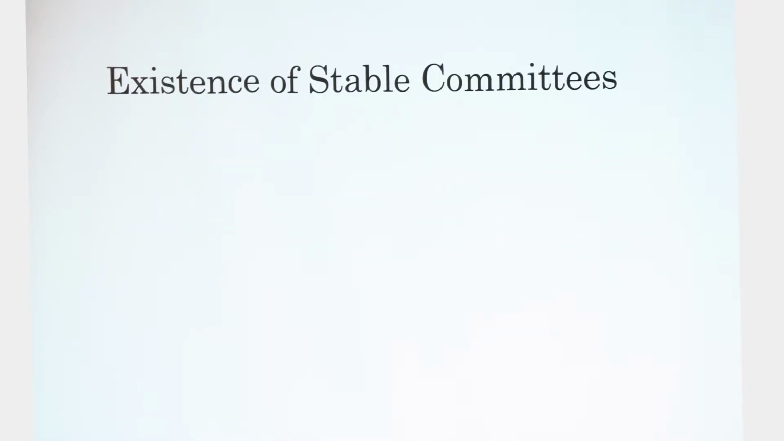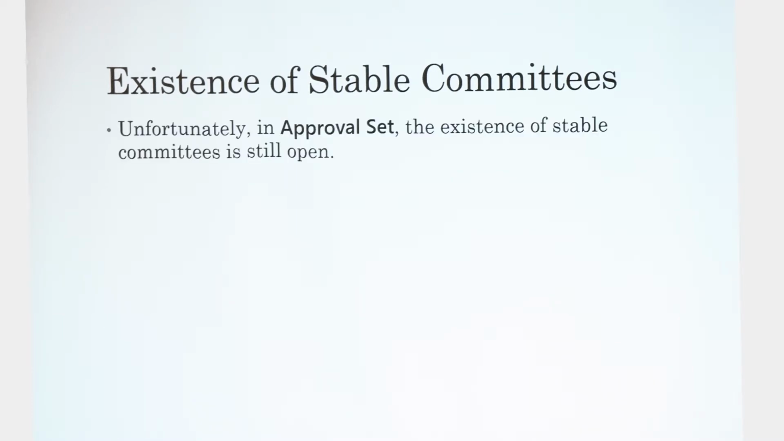Now, it's natural to ask whether a stable committee always exists. Unfortunately, for the approval set setting, we still don't know whether a stable committee always exists. But we can show that in the ranking setting, it's not the case that a stable committee always exists. So let's look at a counterexample.